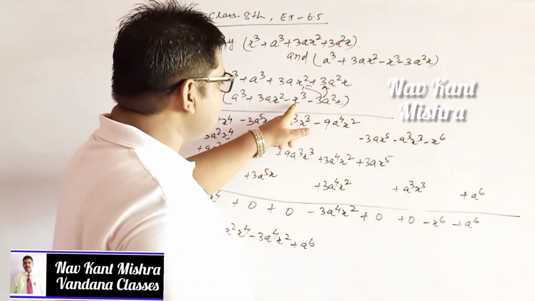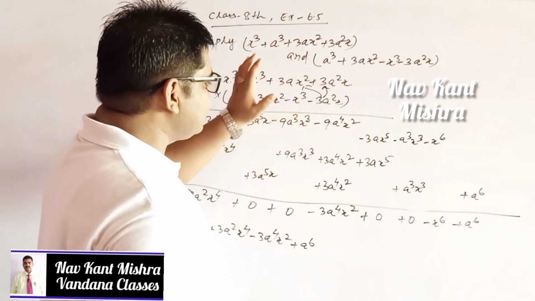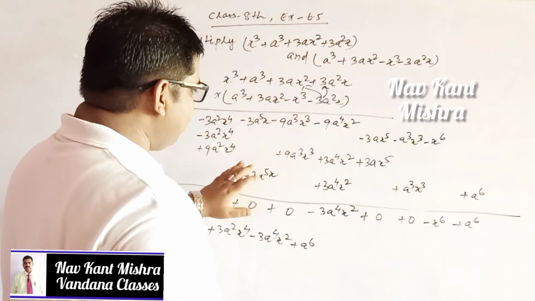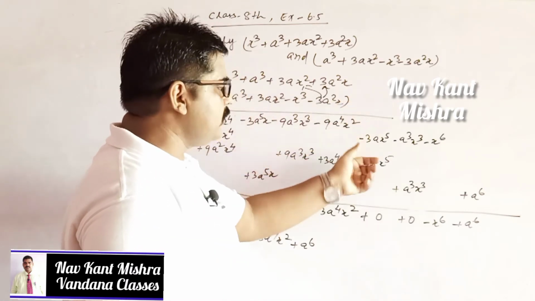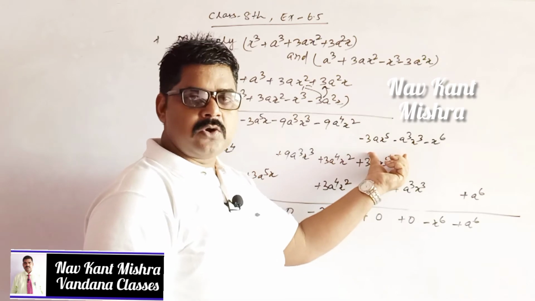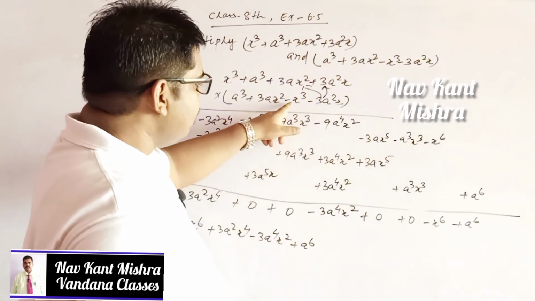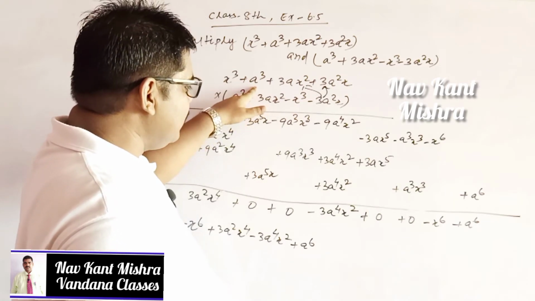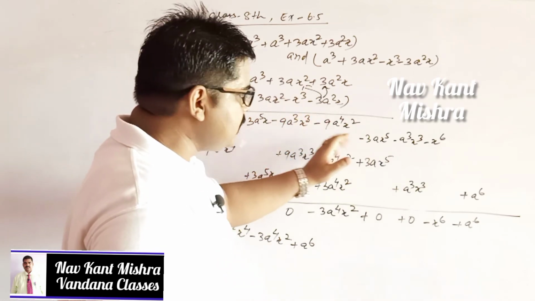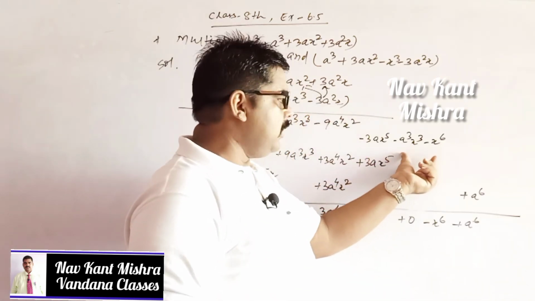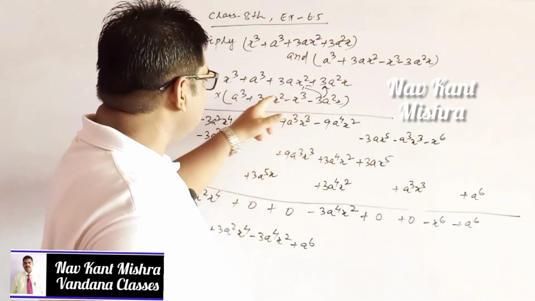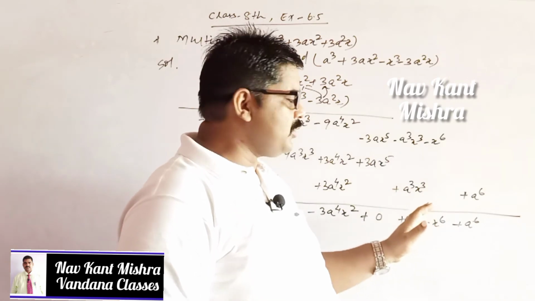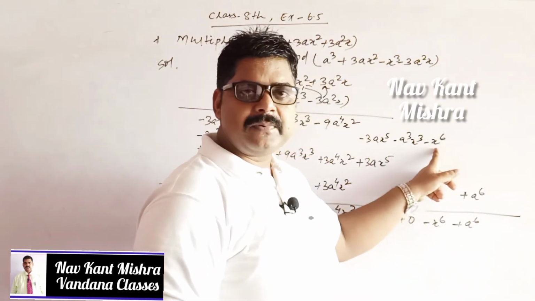After that you have to multiply minus x cube to 3ax square. Then you get minus 3ax to the power 5. But there is no like term, so you have to write it in a separate column. Similarly, you multiply minus x cube to a cube, and you get minus a cube x cube. This is also a different term, so you write it in a separate column. And at last minus x cube is multiplied by x cube to get minus x to the power 6, and you write this in a separate column.